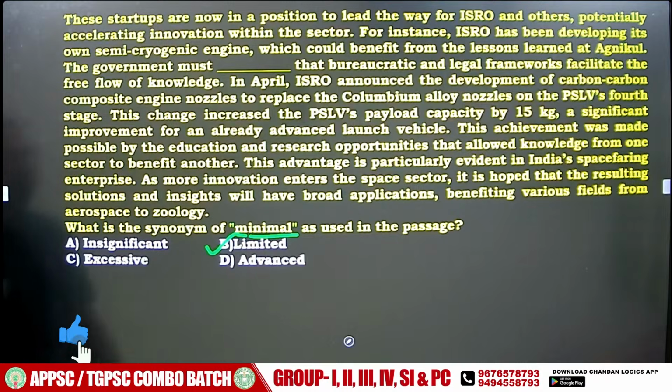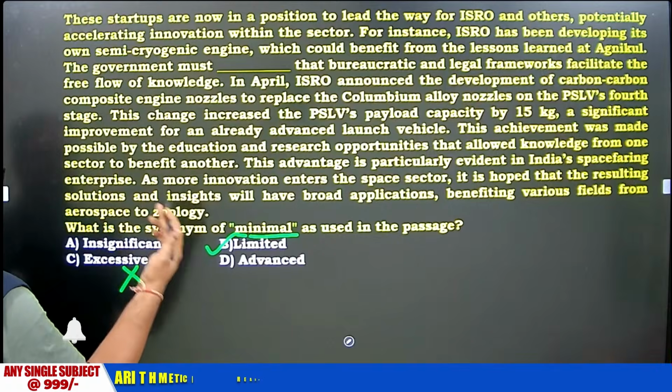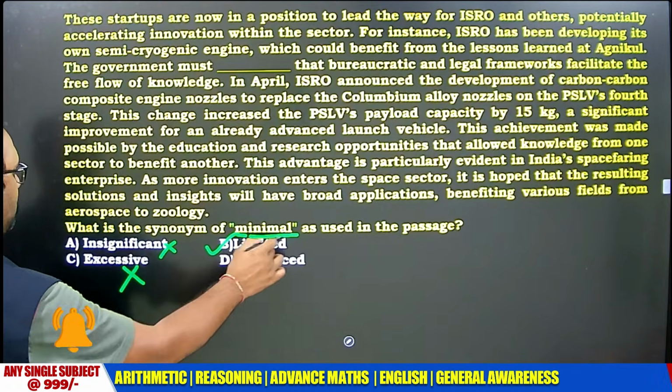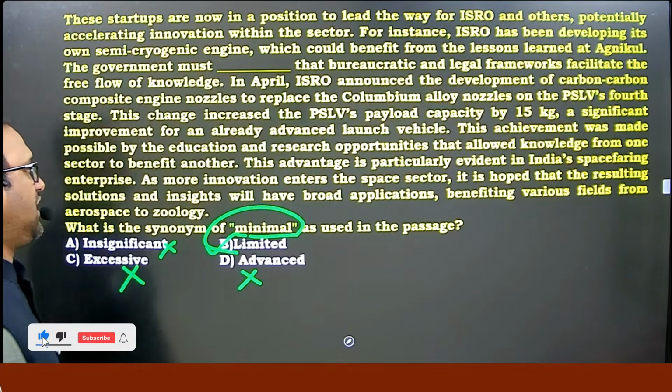Insignificant is something not important. Excessive is huge, a lot. Advanced is advanced. So minimal means very less, very limited.